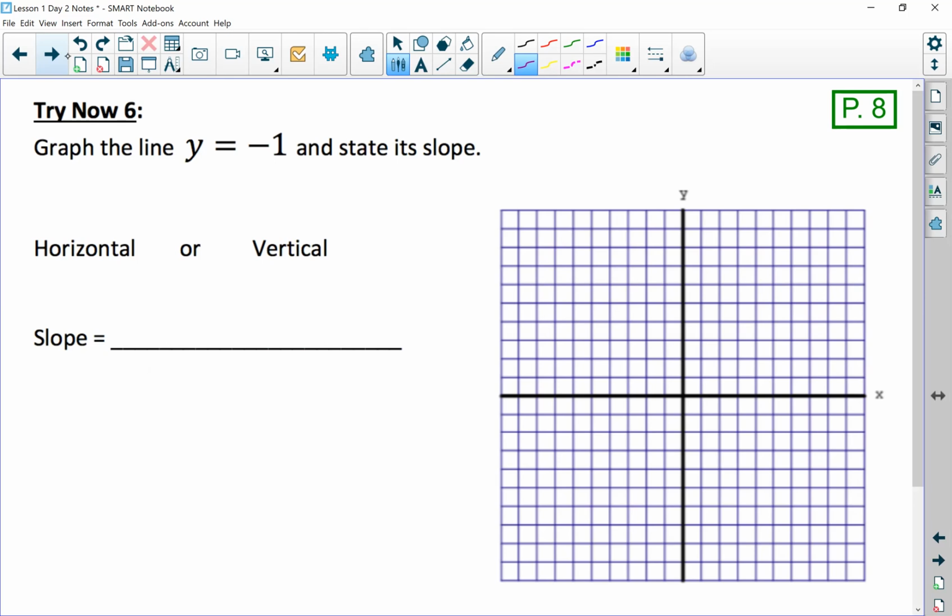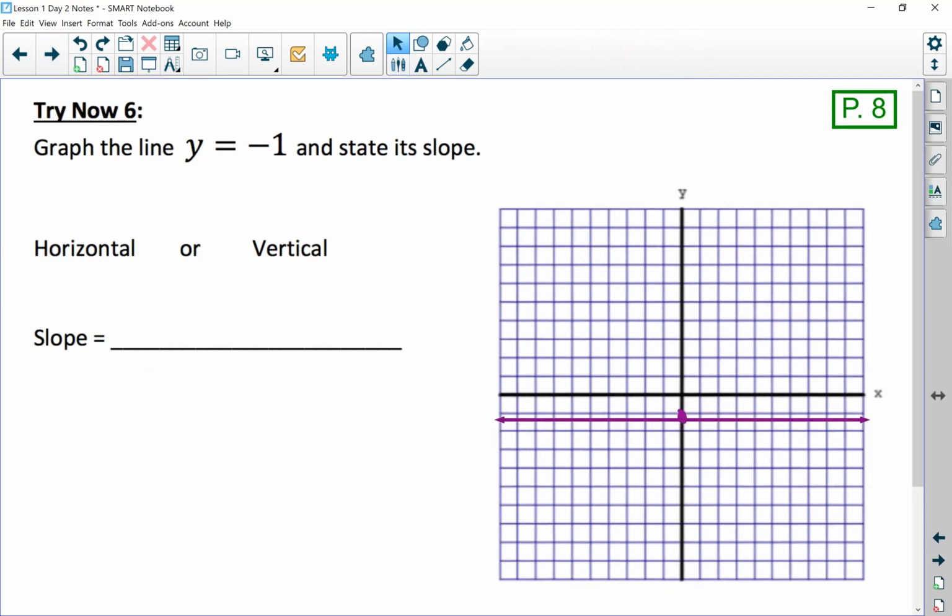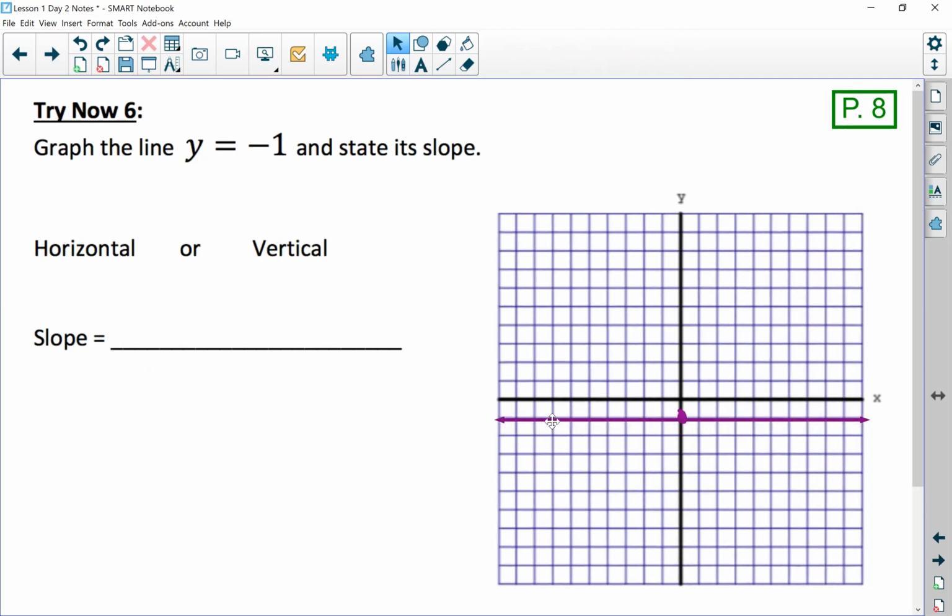Graph y equals -1. So -1. And it's not going to cross the x-axis. That is a horizontal line, and the slope is 0.